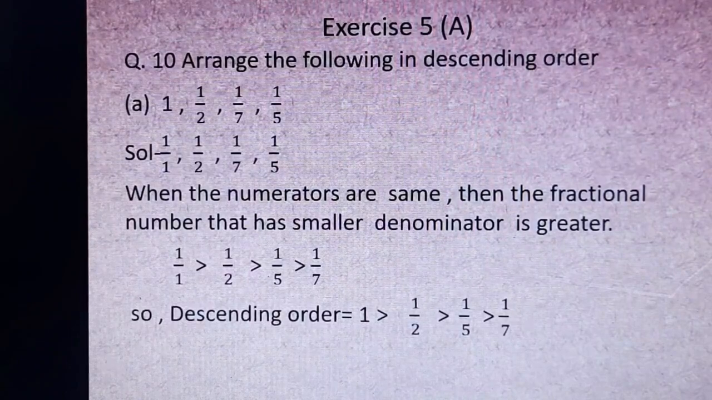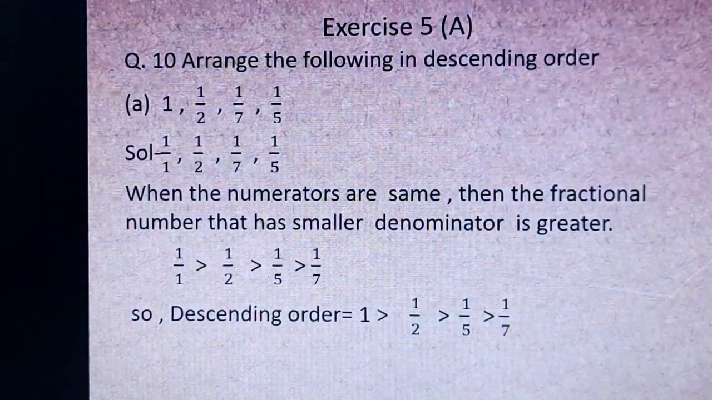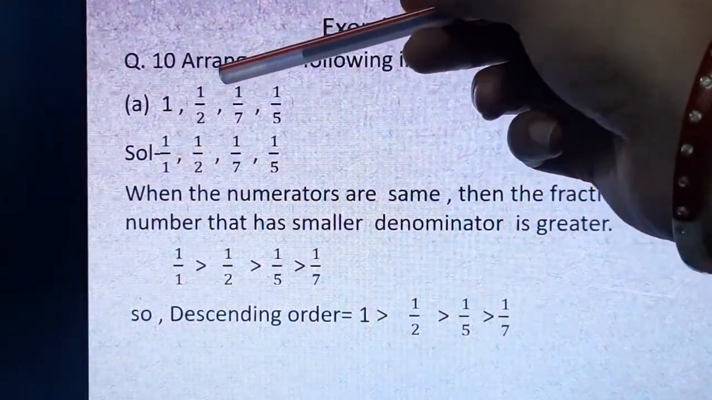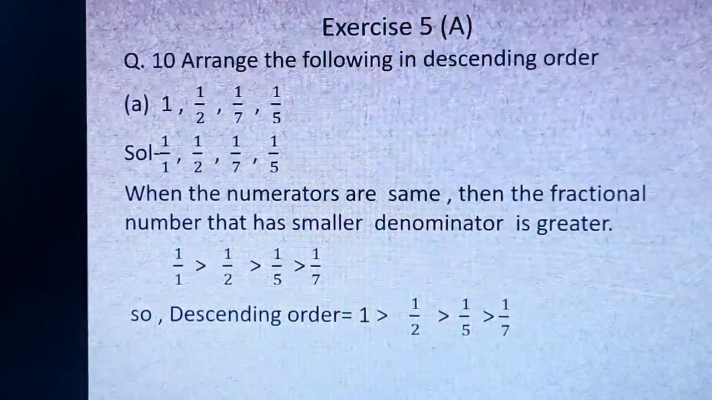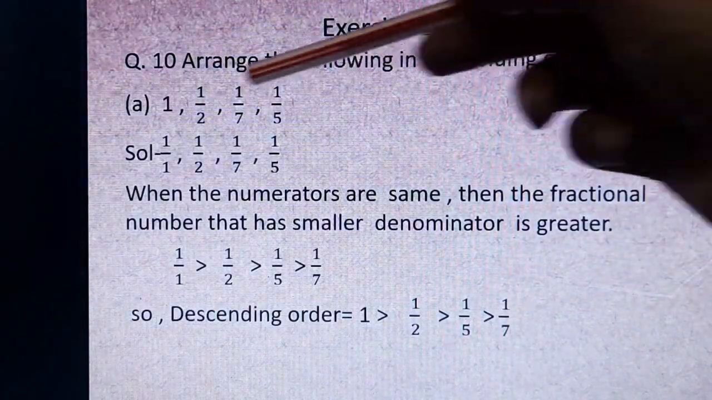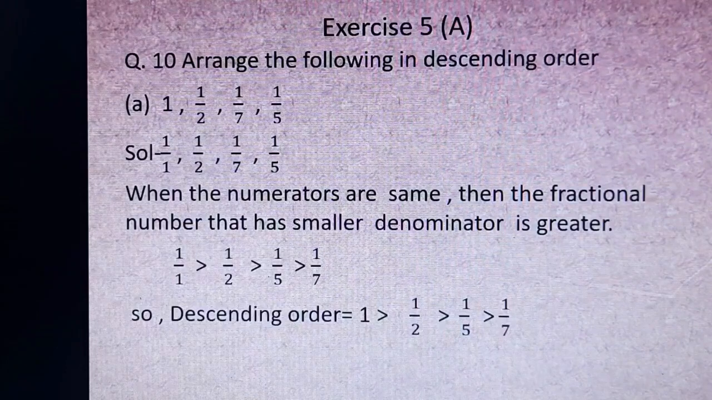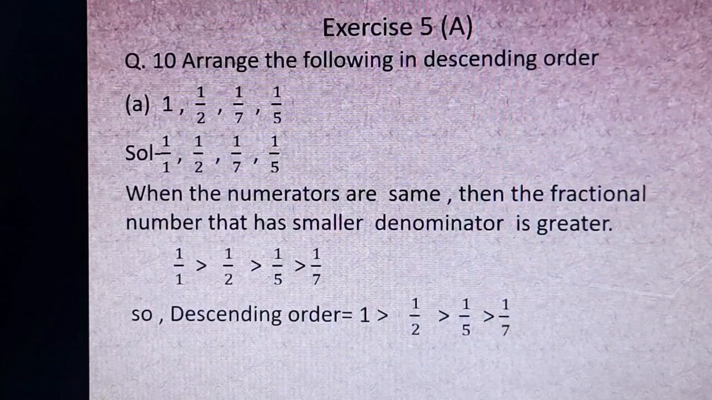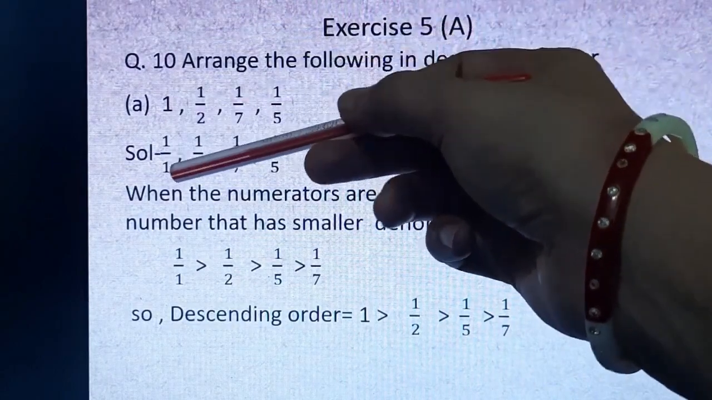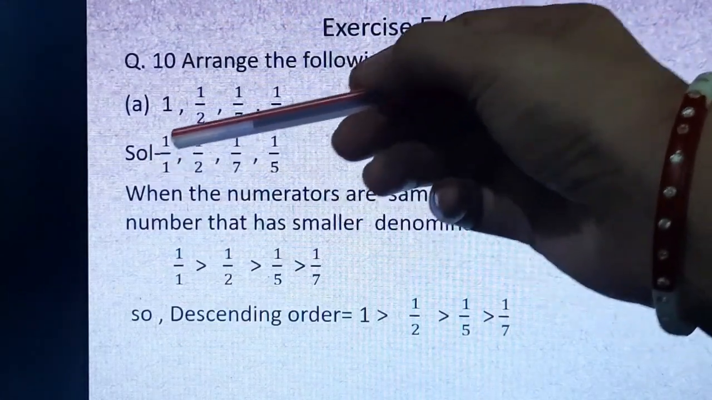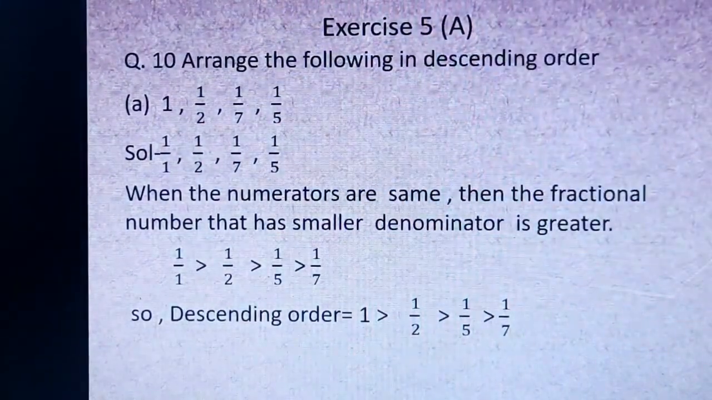So let's start with exercise 5a, question number 10. Arrange the following in descending order. A part: 1, 1 upon 2, 1 upon 7 and 1 upon 5. Now look here, 1 whole number and remaining 3 are fractions. We have to arrange in descending order. Descending order means decreasing order. So let's start the solution. 1 can be written as 1 upon 1. So the given terms are 1 upon 1, 1 upon 2, 1 upon 7 and 1 upon 5.